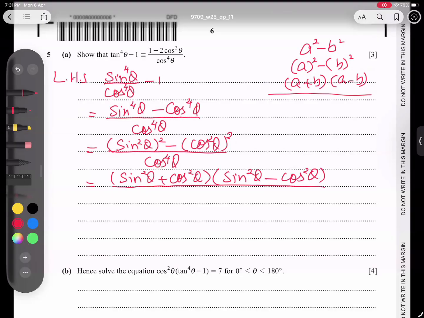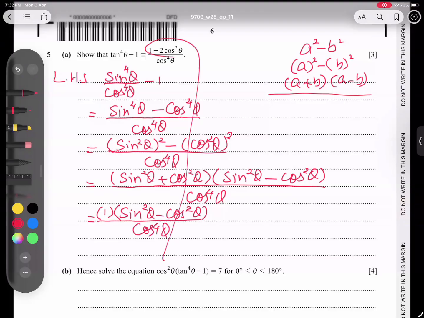And down, I have the same. All of you are familiar, sine squared plus cos squared is 1. So this is gone, and ultimately what is left with us? Sine squared minus cos squared is left behind. Here I'm writing 1. You write this 1 or you don't write 1, no problem.